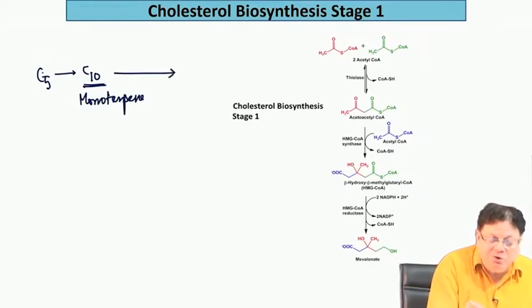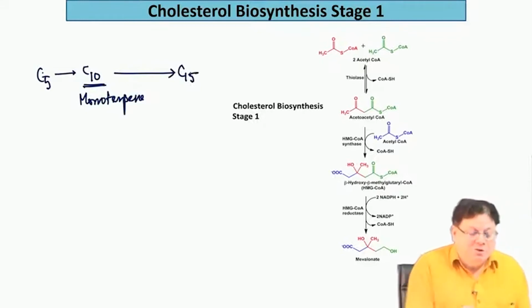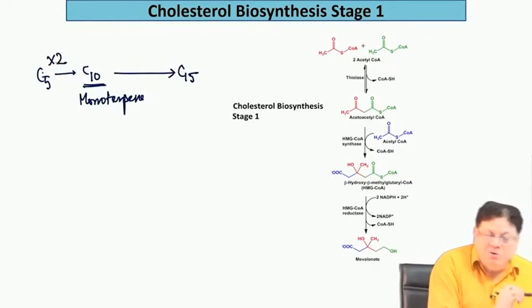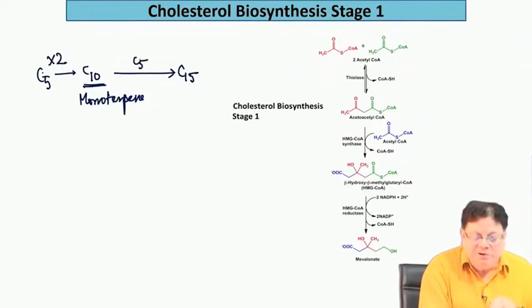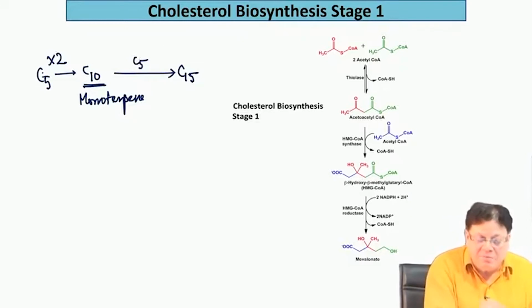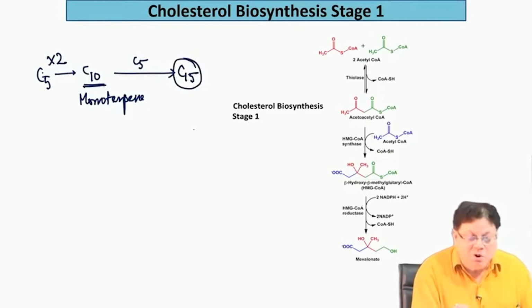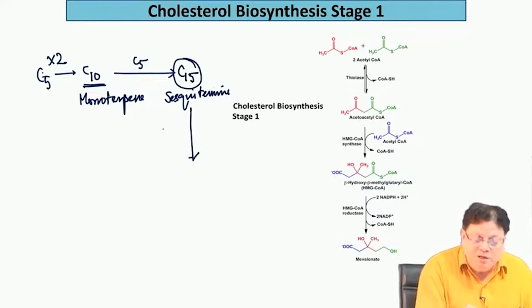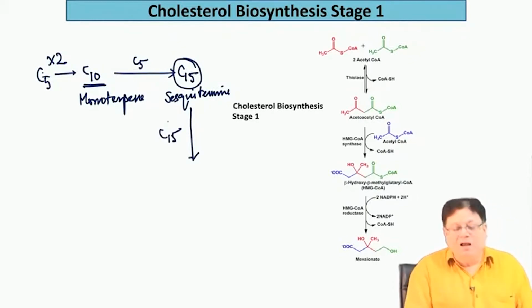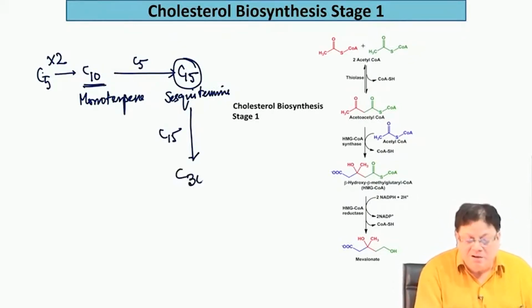Then the C10 goes to C15. That means first two C5 units condense with each other to give C10, then the C10 condenses with a C5 unit. We will come back to these units, whether they are the same or different, and discuss that. You get C15. That is what is called a sesquiterpene. A sesquiterpene is a 15 carbon containing compound, and then 2 C15 combine and you get C30. This could be a triterpene.